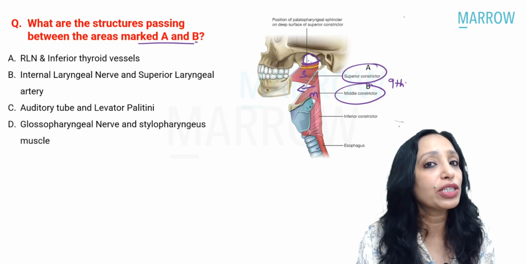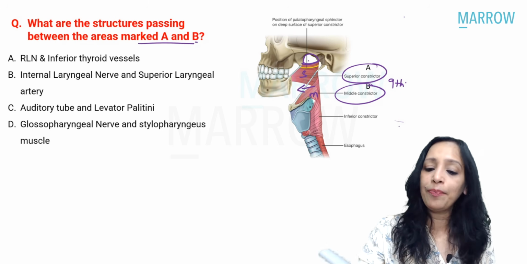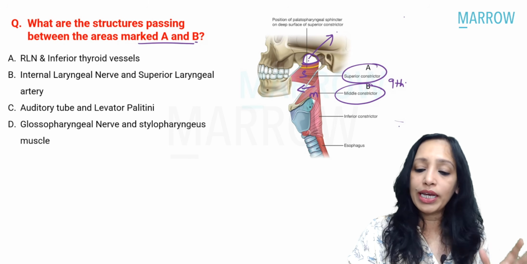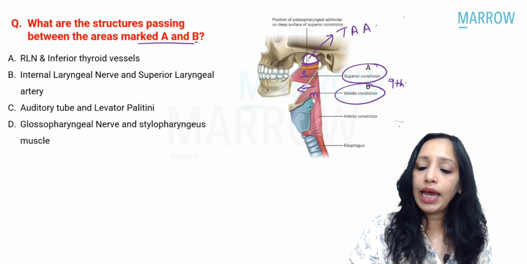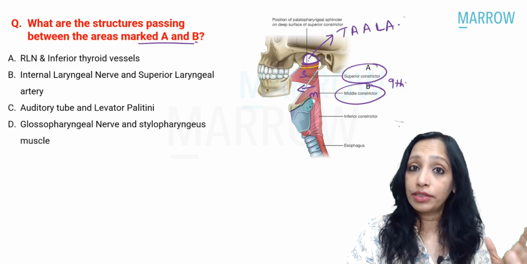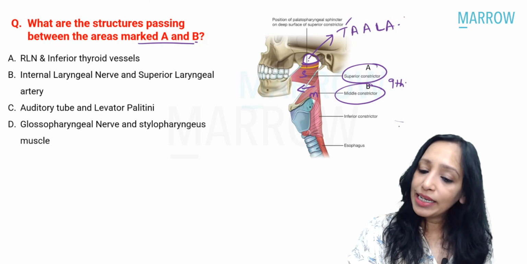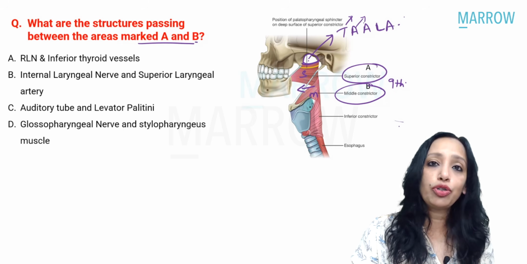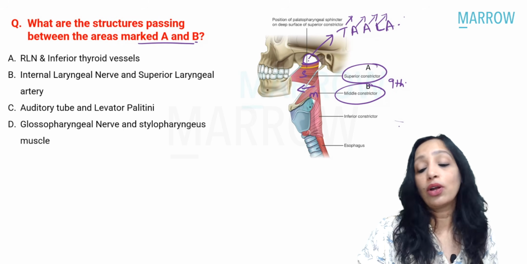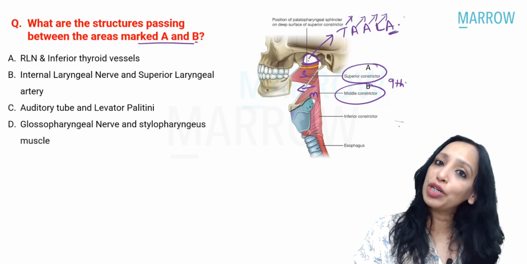So we have the gap in between the base of skull and the upper border of superior constrictor. What is that known as? That is known as the sinus of Morgagni. And what are the structures that pass through here? How do we remember it? The mnemonic is TAALA. So it is Tala, and it is all palati, palati, palati. Just remember like that. So it is tensor palati, ascending palatine artery, palatine branch of ascending pharyngeal artery, levator palati. And the last A is the auditory tube, that is the eustachian tube.